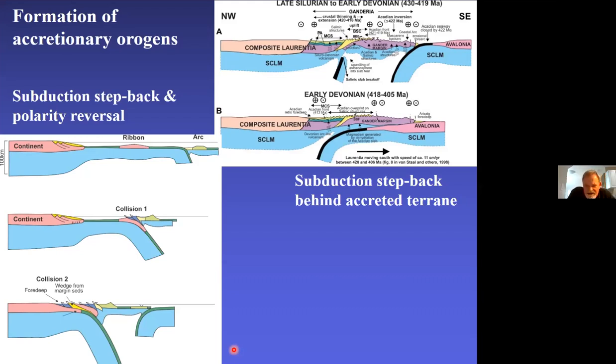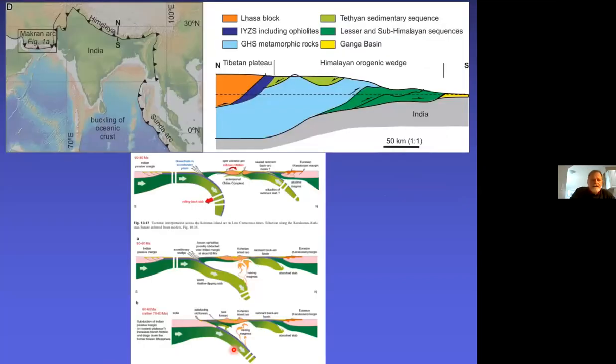On the right, you can see some examples from the Appalachians, where the Gondwana-derived Ganderia collides with Laurentia, and then subduction steps back outboard and brings in Avalonia, forming the Salinic and Acadian orogenies, respectively. Now let's go to India, which is the type example of a collisional orogen.